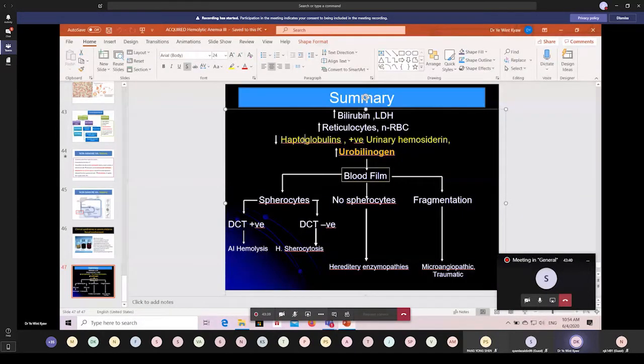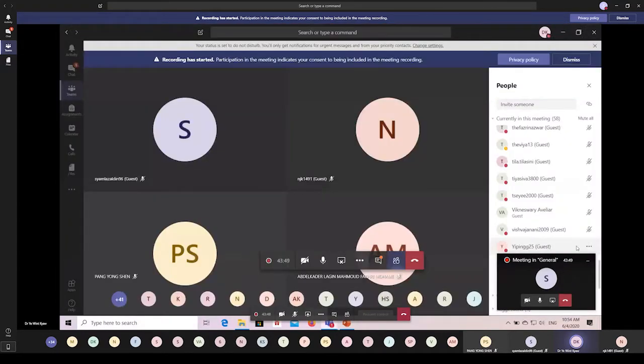Haptoglobin count reducing in intravascular hemolysis or extravascular hemolysis. Yipin, respond. Where is Yipin?